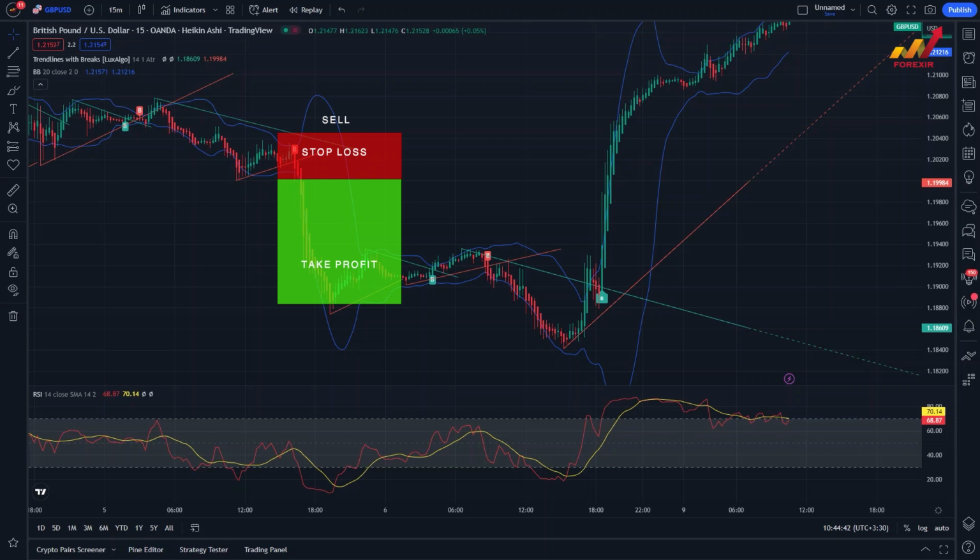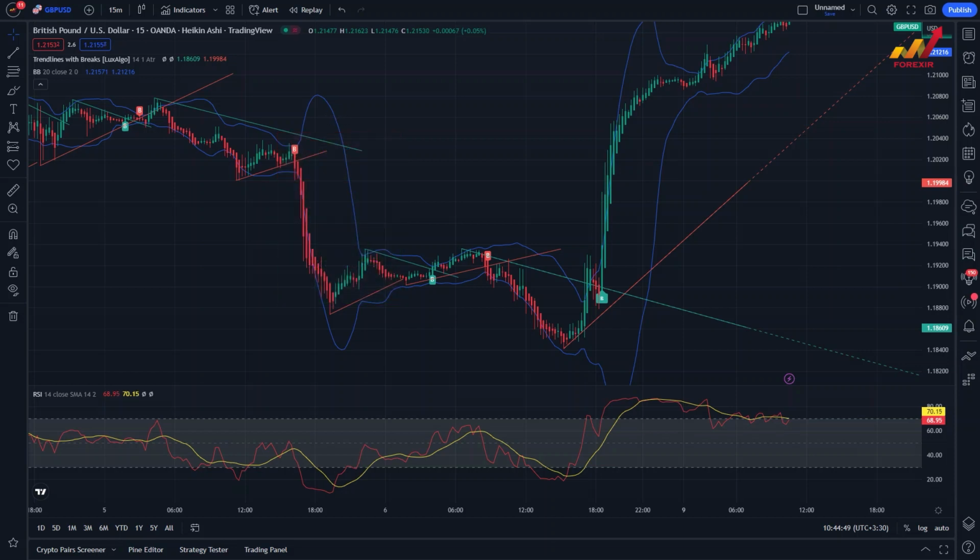Stop loss would be the recent swing high. When the price hits the lower band of the Bollinger Band, we exit the position. You can also exit the position after the red and yellow RSI lines reach the oversold area.